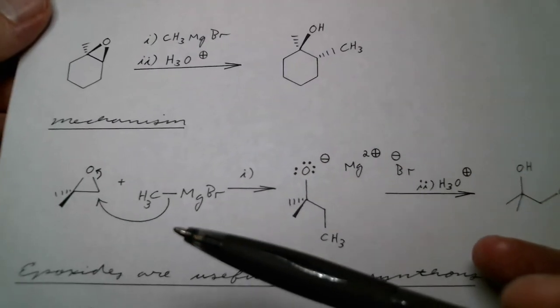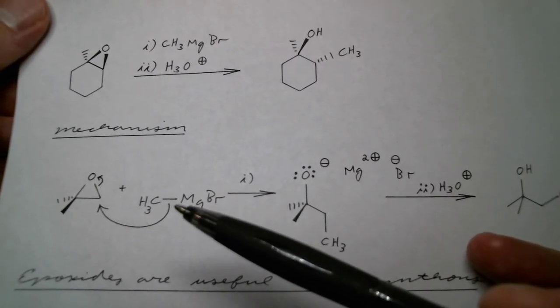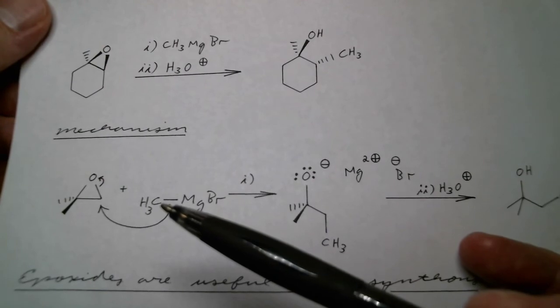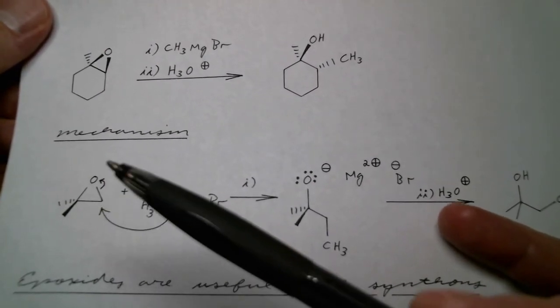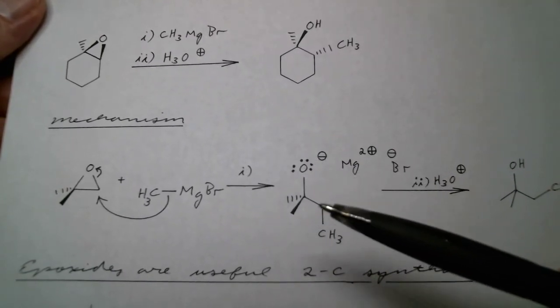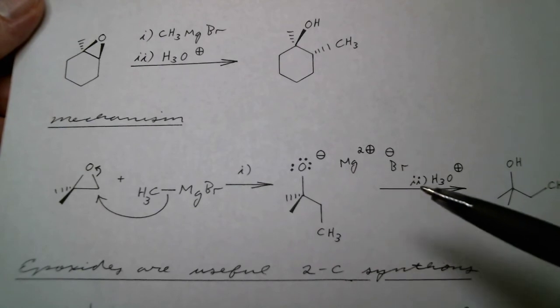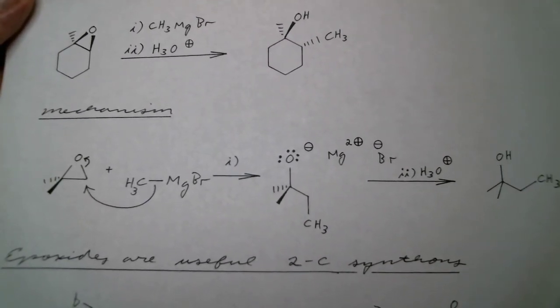Mechanism, here we go, right? Here's our methyl magnesium bromide. We're taking these 2 electrons, pretending that they belong to the carbon, using them to form a bond to our least hindered carbon, and opening the ring to this magnesium alkoxide bromide salt, which we protonate with our acid in the following step.